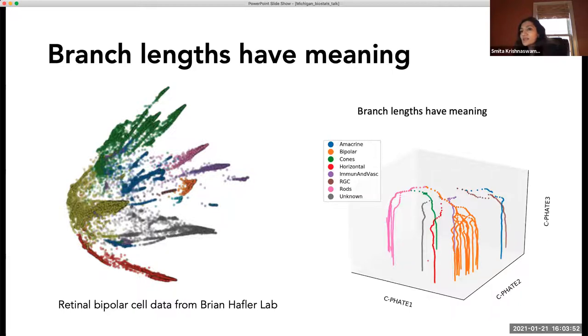So this is single cell data from our collaborator Brian Hafler's lab. And so we started looking at this data, which is cells from retina. So these are retinal bipolar cells and associated immune cells that are there. And there were patients with age-related macular degeneration. He's also an ophthalmologist and he was studying age-related macular degeneration.